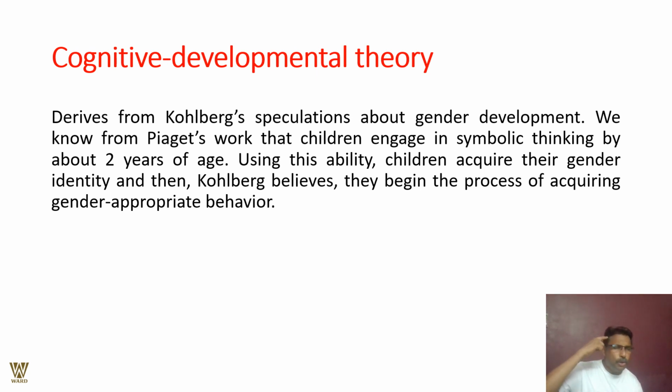Now let me talk about the cognitive development theory, which derives from Kohlberg's speculation about gender development. We all know from Piaget's work that children engage in symbolic thinking by about 2 years of age. Using this ability, children acquire their gender identity, and then Kohlberg believes they begin the process of acquiring gender appropriate behaviors.